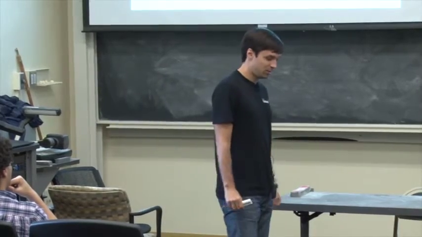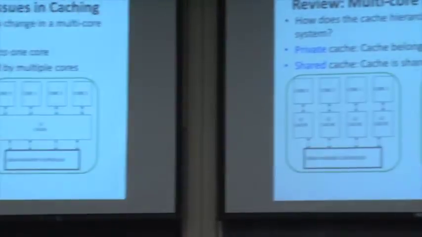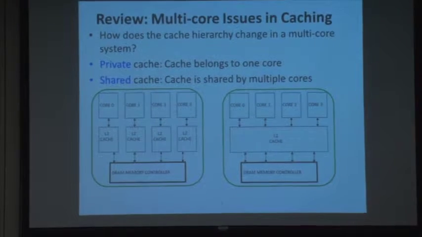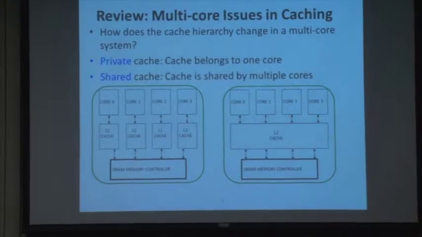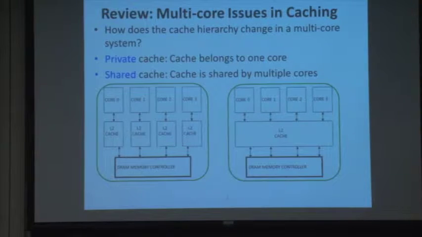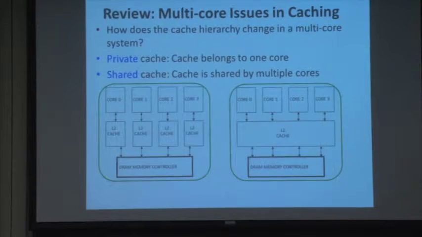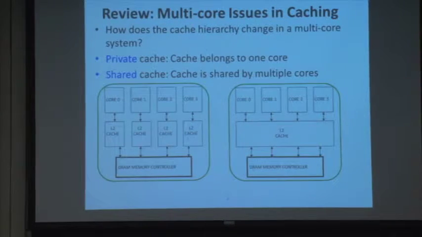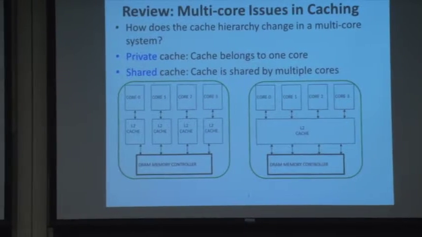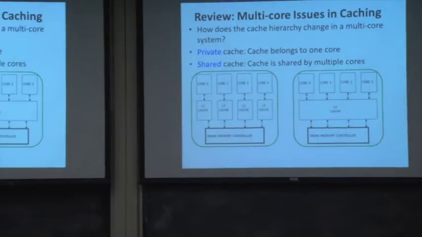For some of you who didn't take 740, I will give a very short overview of the issues in multi-core, what is specifically different there, and what kind of issues we need to face now. This is a very general representation of a multi-core system. You have multiple cores on both the left and the right. The first thing you need to decide is whether you want to make your, say, last level cache shared or not shared. Clearly, there are benefits and disadvantages to both approaches.